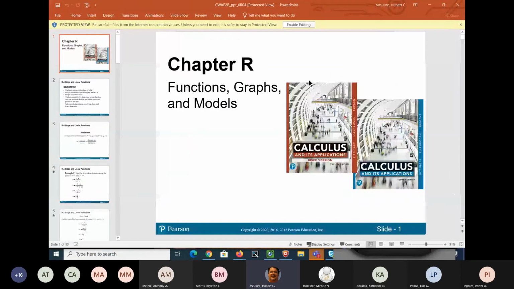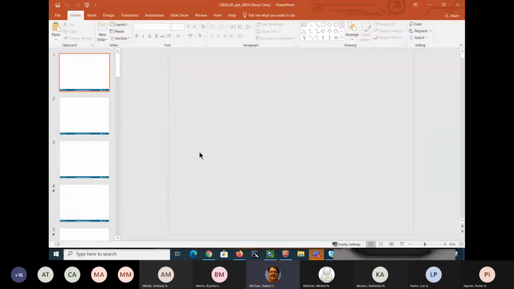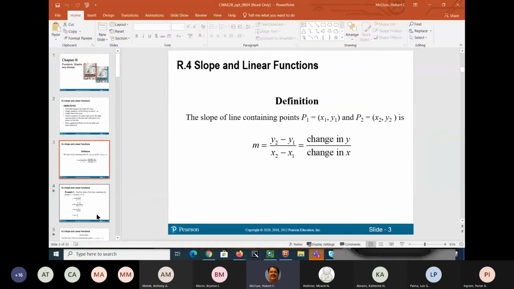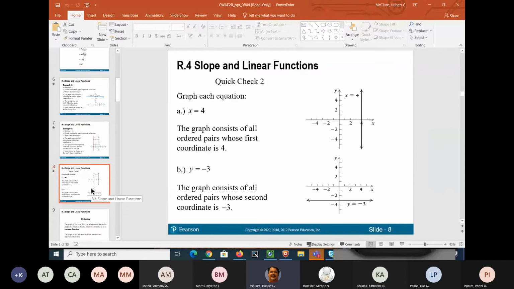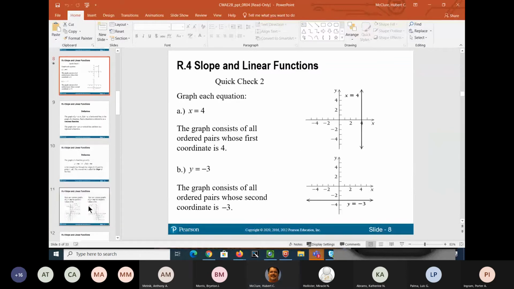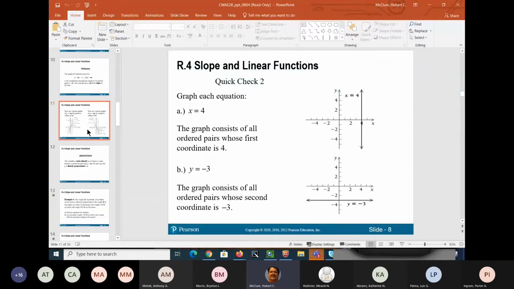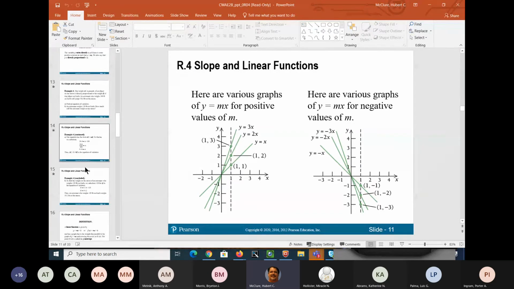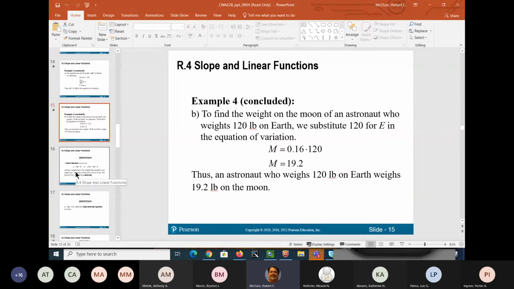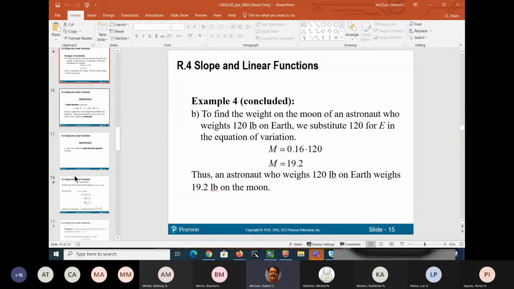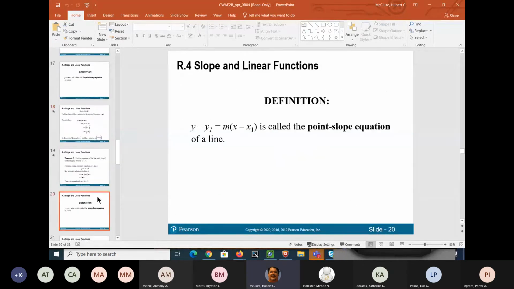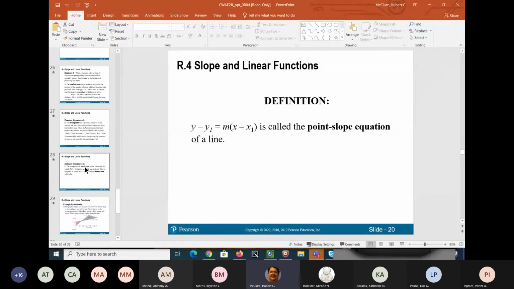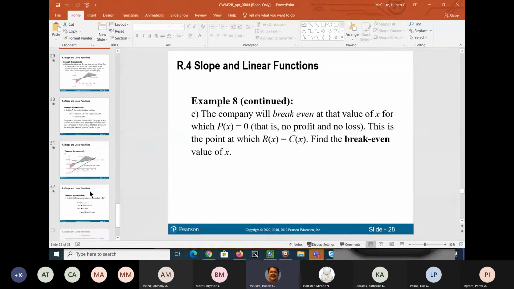Functions, graphs. Okay. Let's see what we got here. Oh, yeah. Let's get with our old friends, slope and y-intercept. Keep going. Okay, slope. All right, this is kind of review out of Algebra 1.